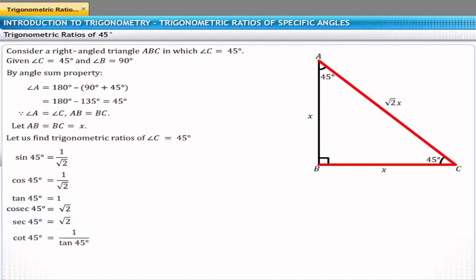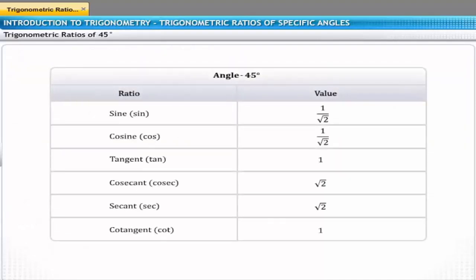Cot 45 degrees is equal to the reciprocal of tan 45 degrees. Since tan 45 degrees is equal to 1, cot 45 degrees is also equal to 1. Let us quickly recap the trigonometric ratios of 45-degree angle.